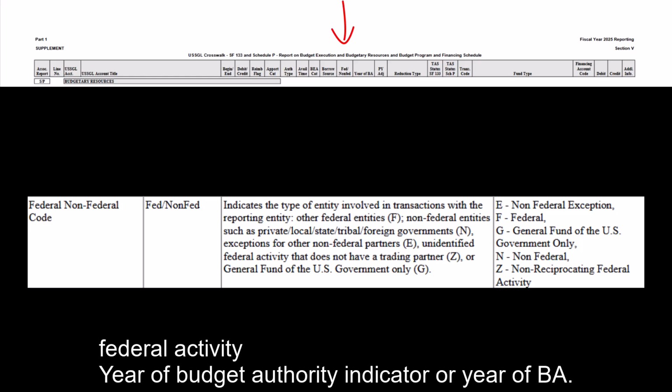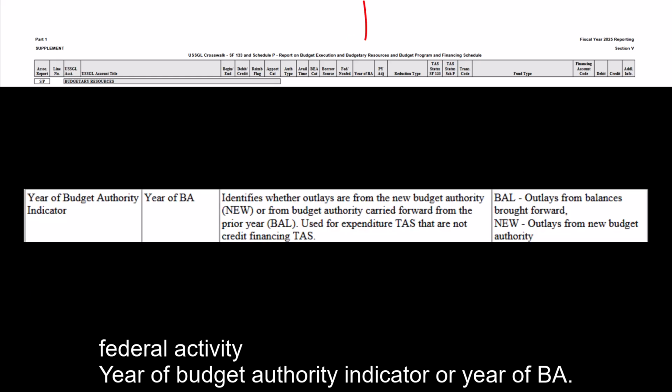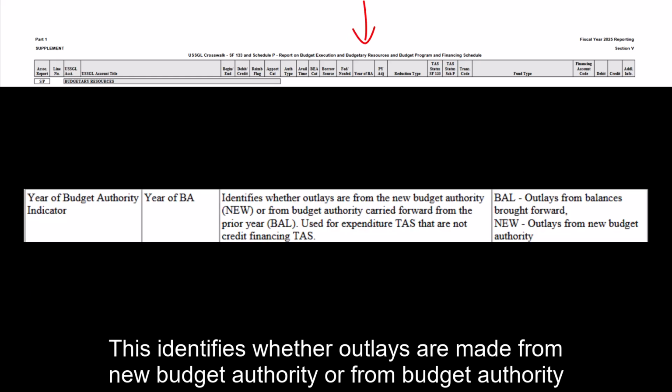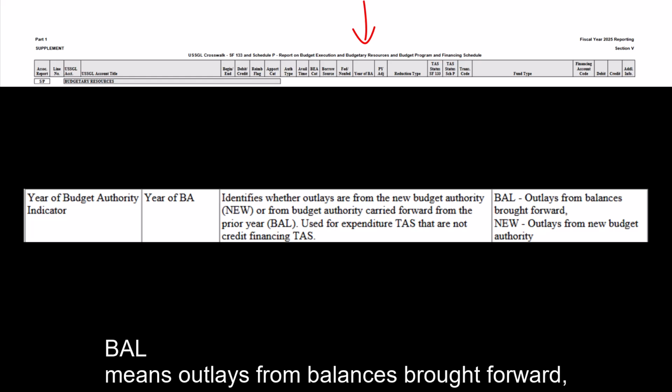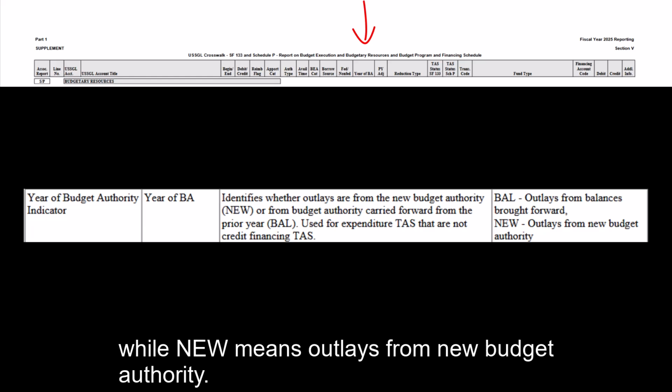Year of Budget Authority Indicator or Year of BA. This identifies whether outlays are made from new budget authority or from budget authority carried forward from the prior year, used for expenditure tasks that are not credit financing tasks. BAL means outlays from balances brought forward, while NEW means outlays from new budget authority.